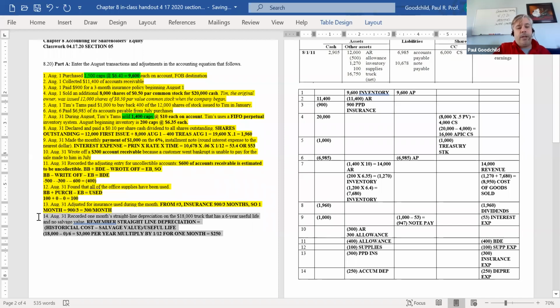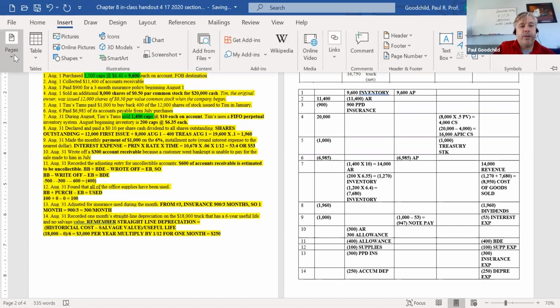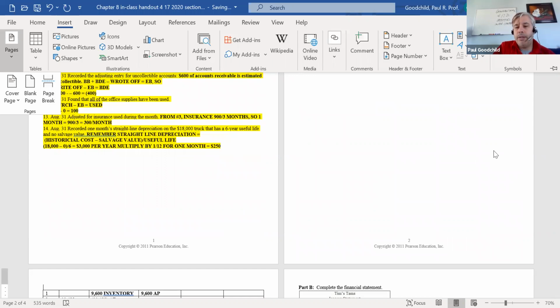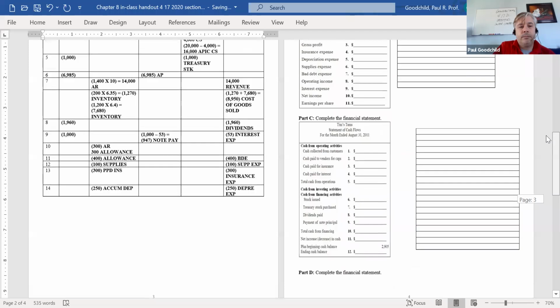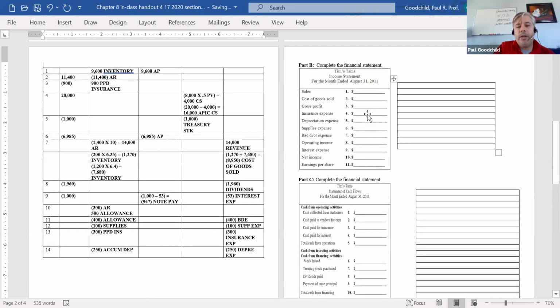Okay, so any questions on recording the transactions so far? Okay. So now what I'm going to do is I'm going to insert a page break here and then scroll down. And what I'd like you to do is come up with a net income and earnings per share and type it into the chat.